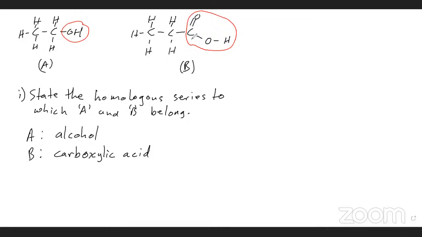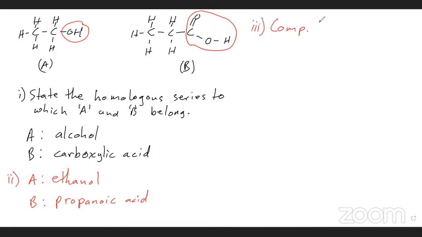And then it says, state the name of compound A. We can give the name for both A and B. So what is the name of compound A? Ethanol. Right. And compound B? Propionic acid. Right. All right, then it says now compound A and B react to form compound C.